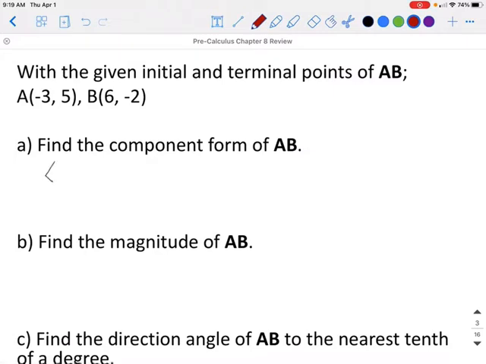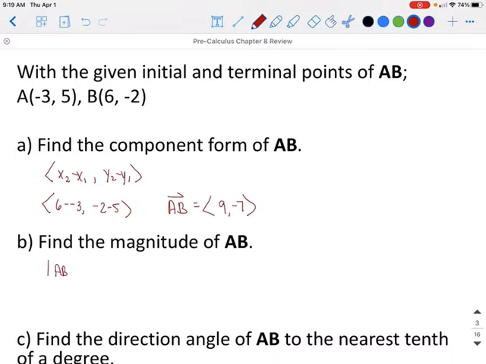Find the component form of vector AB. Now remember, to find component form, you're going to do x2 minus x1 and y2 minus y1. So we're going to do 6 minus negative 3 and negative 2 minus 5. So our component form of vector AB will be 9 and negative 7.